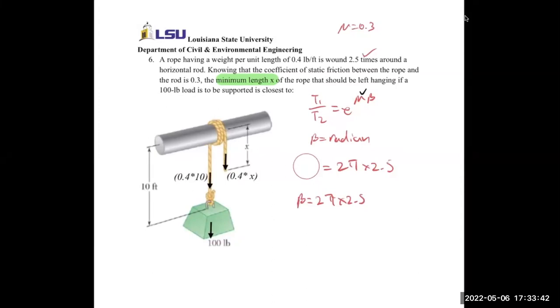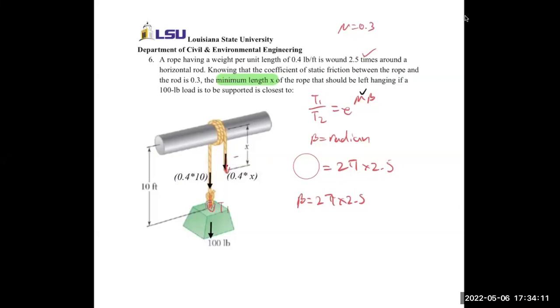Okay. Like I said, in this case, whichever one has a greater value is going to be T1. If you compare those two values, this thing right here is 0.4 multiplied by 10 plus this 100 pound, compared to this side, which is 0.4 multiplied by x. Clearly, we can see that x has to be less than 10. So we know that this must be T1.